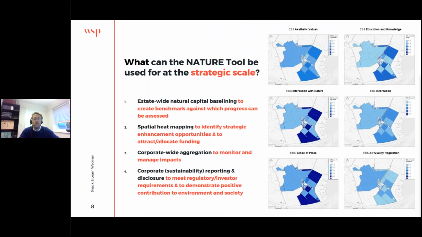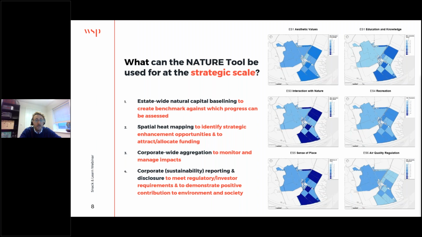And what we focus on more here is, what can we use the nature tool model for at a strategic level? So we can, and have indeed in the past, established statewide natural capital baselines, which act as a baseline to track future progress and future impact.